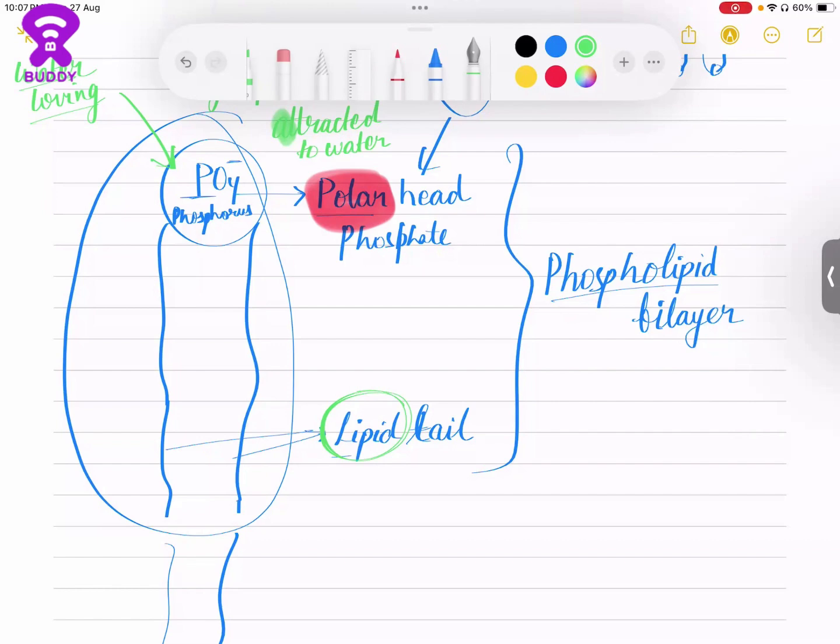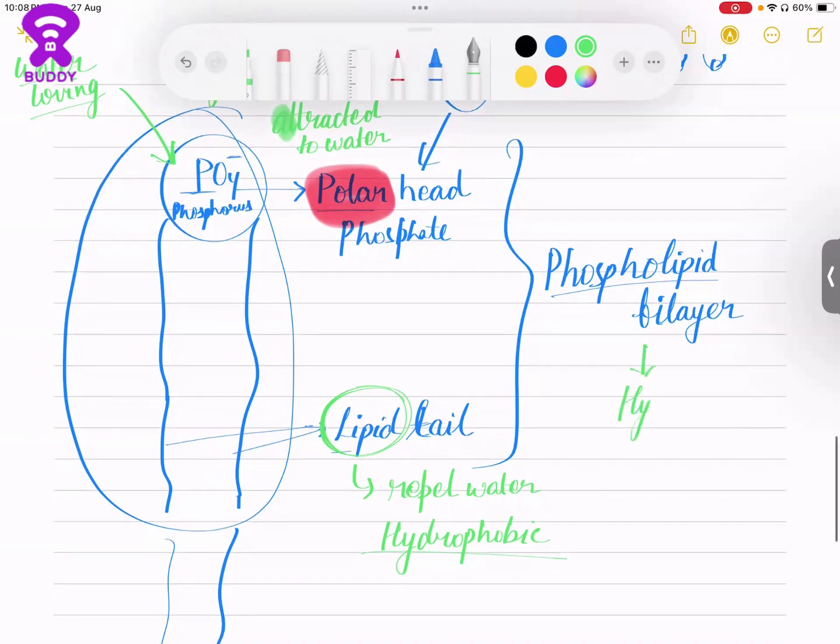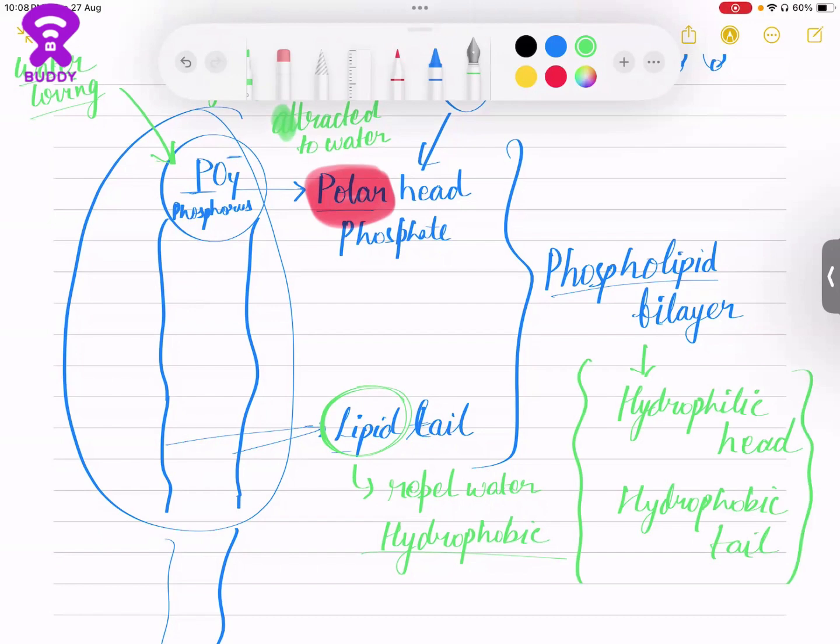And you know that oil always repels water. Oil will never want to mix with water. If you try to dissolve oil in water, it will float on the top layer, right? So this lipid tail will repel water, and anything which repels water, we call hydrophobic. Remember, water fearing, hydrophobic. So a very common saying about the phospholipid bilayer is that it has a hydrophilic head and a hydrophobic tail. Got my point? Is this clear about the phospholipid bilayer?